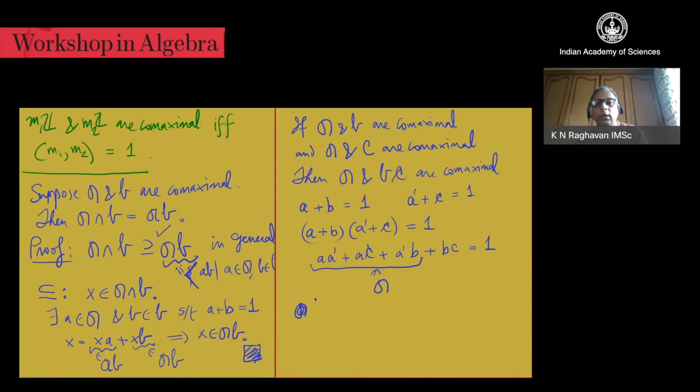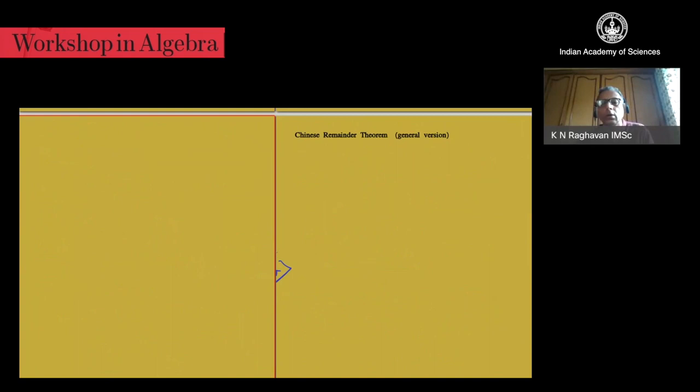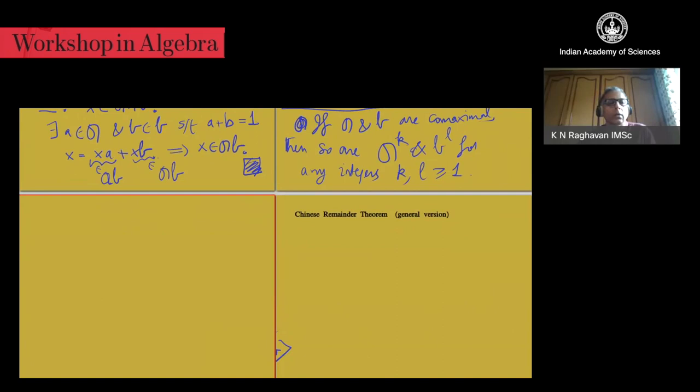Similarly, you can show other such statements. Let's quickly observe one more. If A and B are co-maximal, then so are A to the k and B to the l for any integers k, l bigger than or equal to 1. Okay, how is that? So what do we need to show? Here is the statement. If A and B are co-maximal, then you have 1 is equal to A plus B, right? And then you want to say A to the k and B to the l for any integers, those are co-maximal.